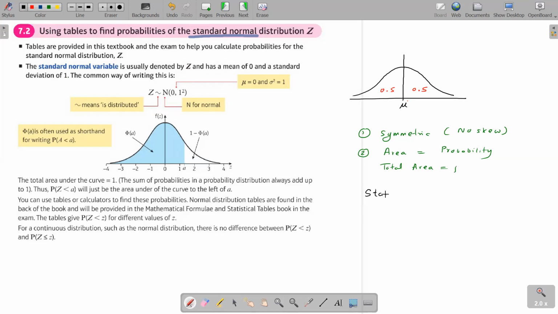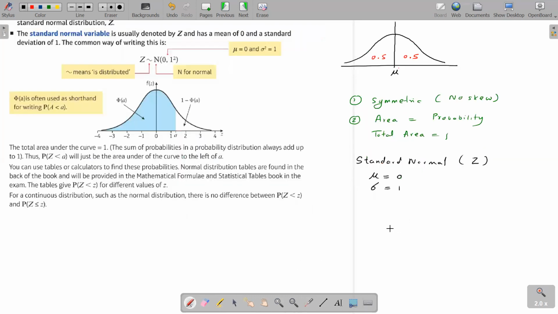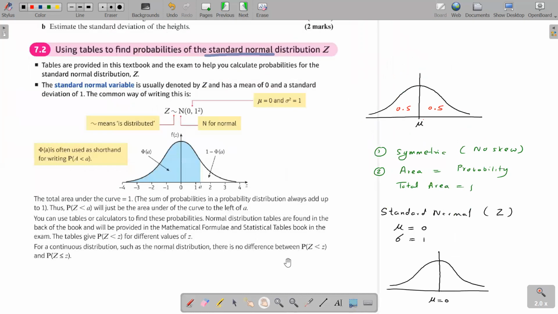In the standard normal distribution, denoted by capital Z, the mean is 0 and the standard deviation is 1. The shape of the graph is the same; the only difference is that the mean value is 0. So behind the mean you have negative values, and here you have positive values. The mean is directly at 0. That's the main thing here.